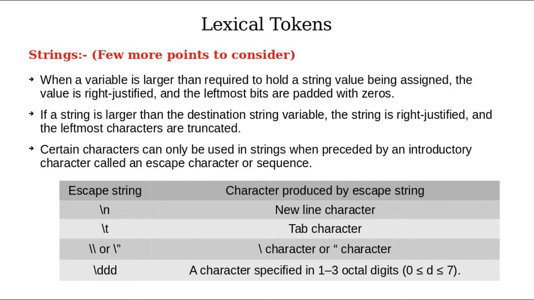There are some characters that can only be used in strings, which are called escape characters or sequences. For example, \n is a new line character, \t is a tab character. If your string contains \ or a double quote, then you have to use these escape sequences. Similarly, \ddd shows an octal number where each digit should be in the range of 0 to 7.